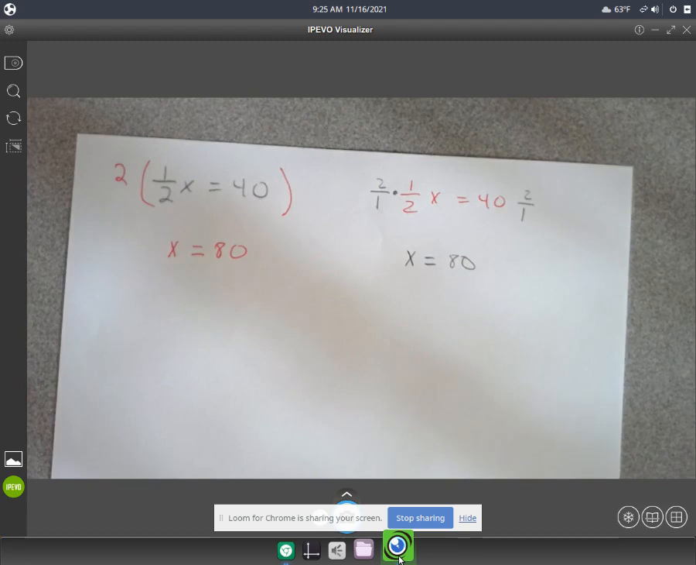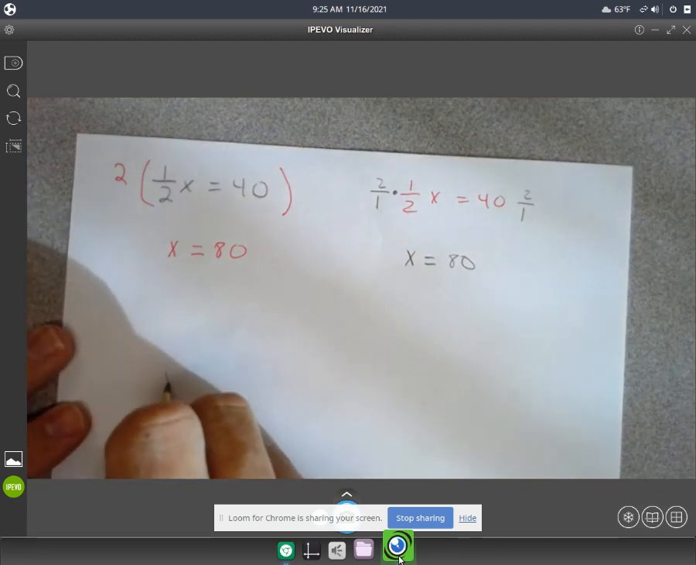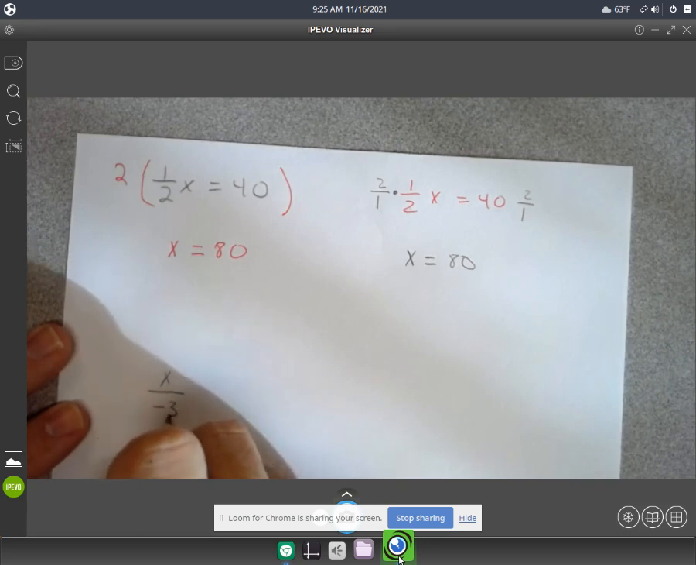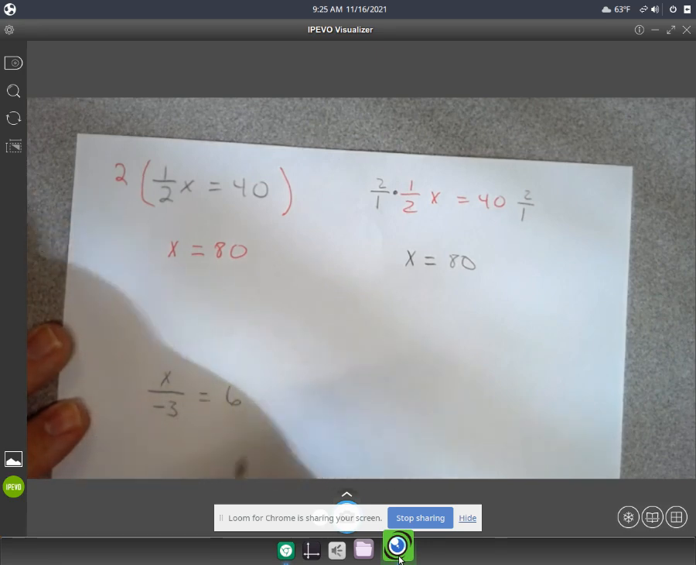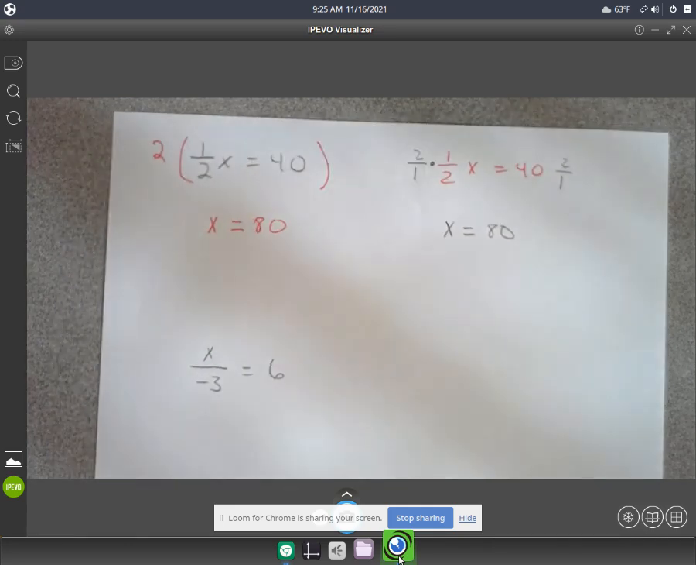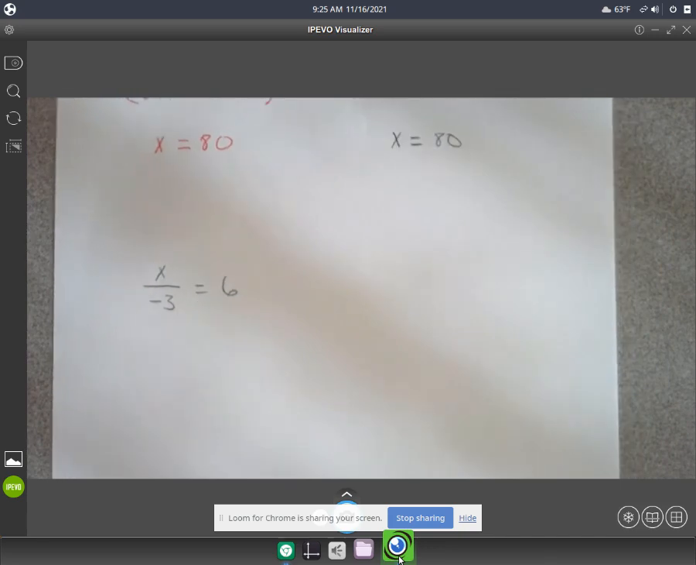Let's go ahead with another one. Let's do x over -3 is equal to 6. All right, so it's some number divided by -3 is equal to 6. So what do you have to divide by 3 in order to get 6? Looks like 18, but it would need to be a -18 in order for this to work out. So -18 is going to be our answer. But how do we get it?